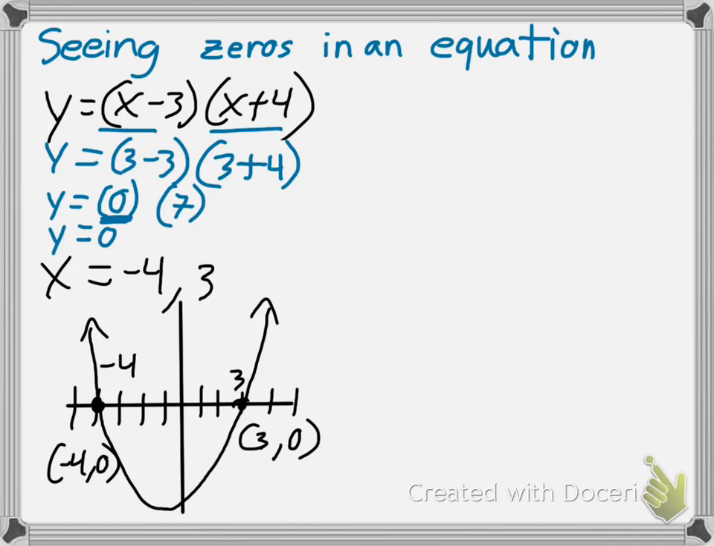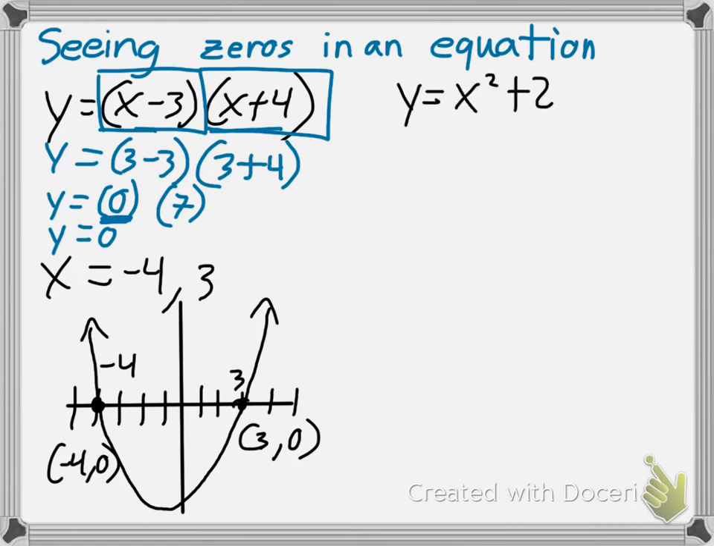Meaning, if I can make this right here 0, then that will cause the whole thing to be 0. Or if I can make this other part 0, then that will make the whole thing 0 as well. So, let's go ahead and look at another example, see if we can make more sense of it.